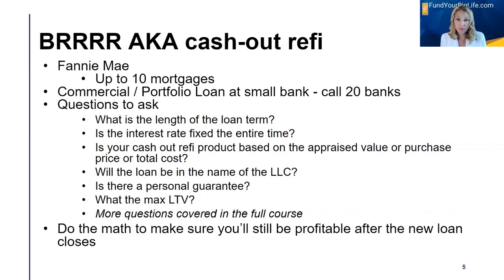They had like an 80-20, a 75-25, or 70-30. And the rates were a little bit different at each of those levels. So the next question you want to ask is, will the loan be in the name of the LLC, or does it have to be in my personal name? I like for loans to be in the name of the LLC, keep things separate. And then you'll ask, is there a personal guarantee on this loan?